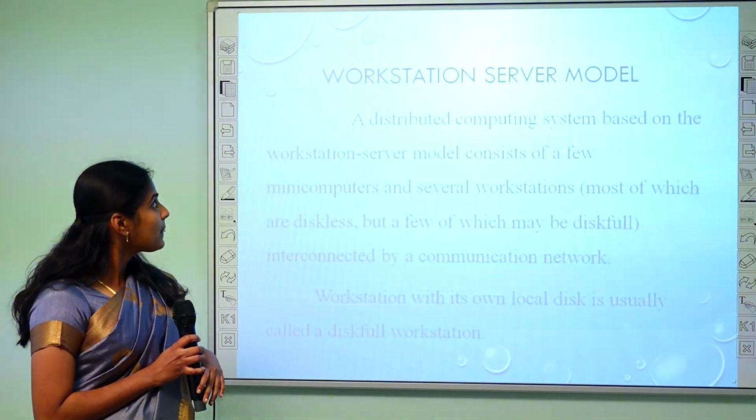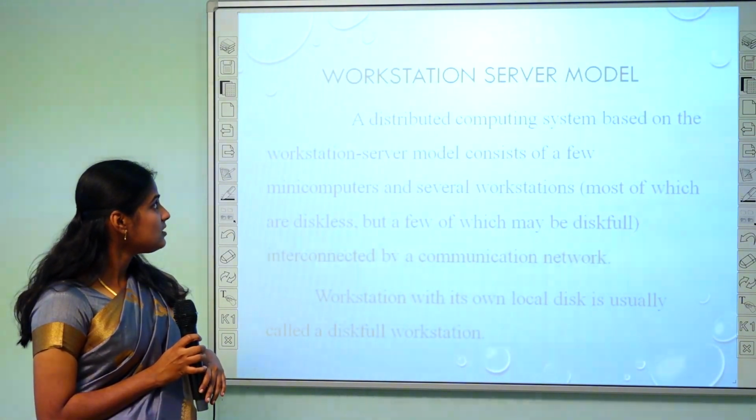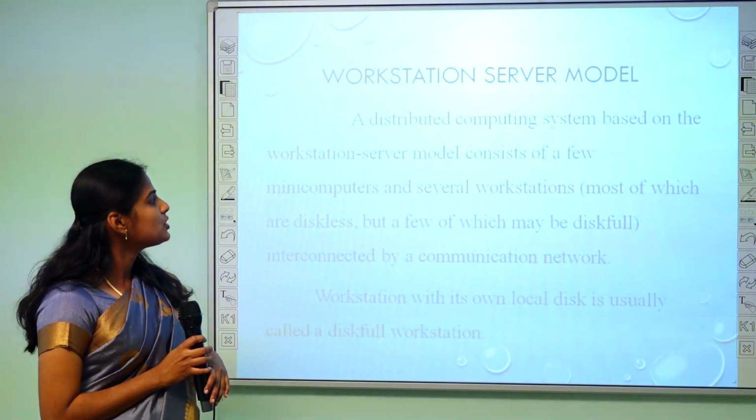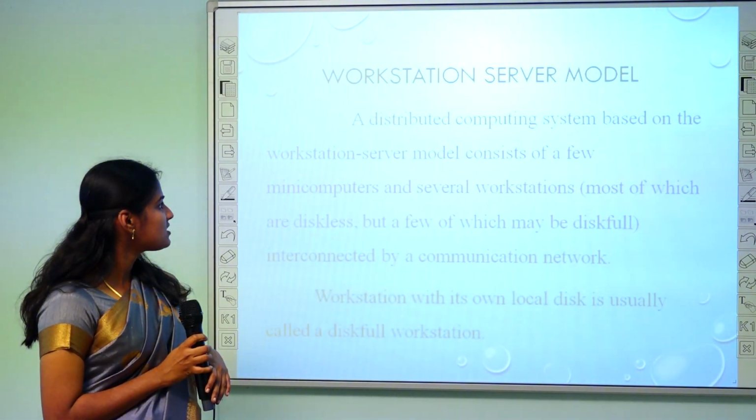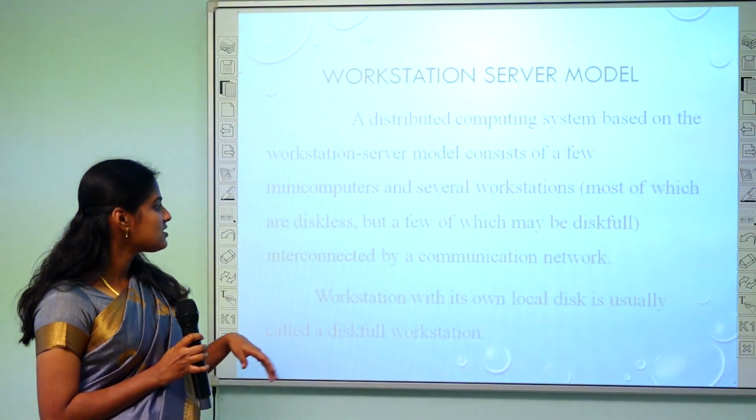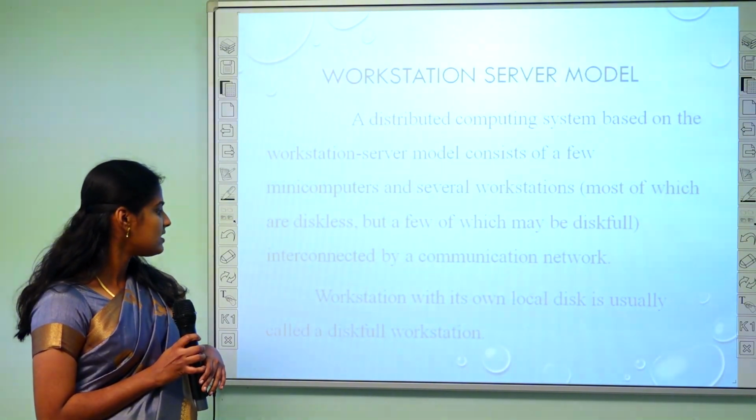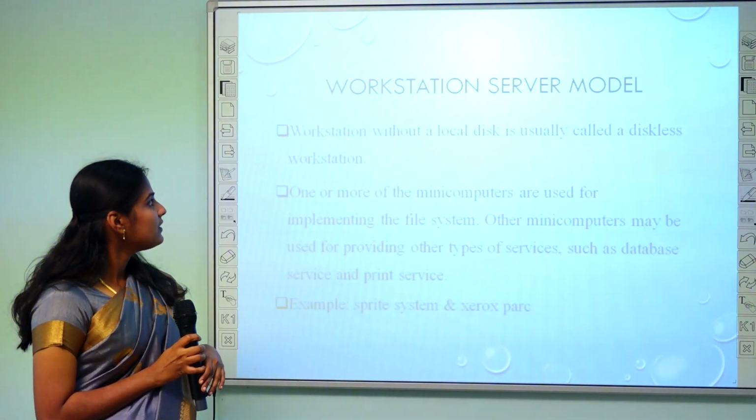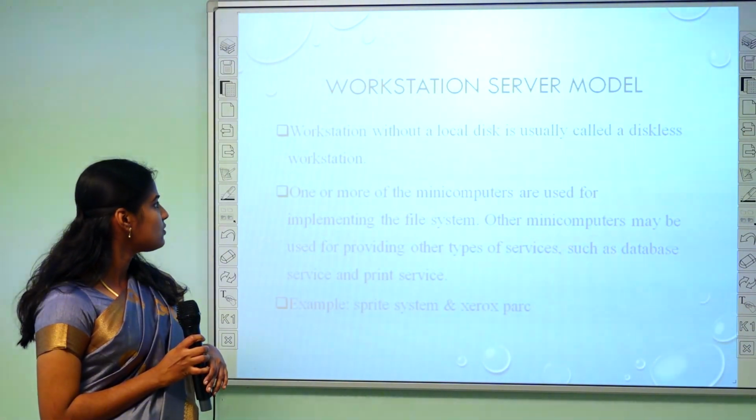The next, workstation server model. A distributed computing system based on the workstation server model consists of a few mini computers and several workstations. Workstations are diskful or diskless. A workstation with its own local disk is usually called a diskful workstation. Next, one without a local disk is called a diskless workstation.